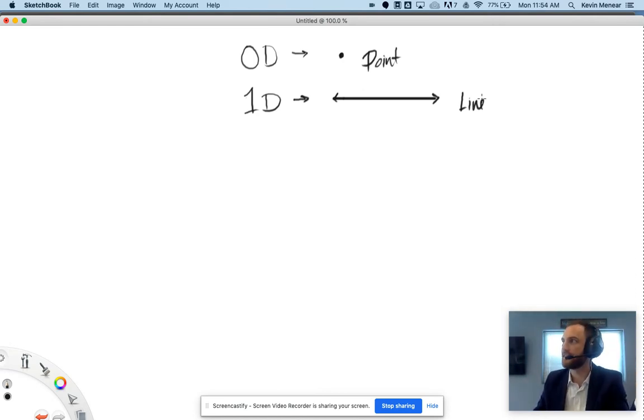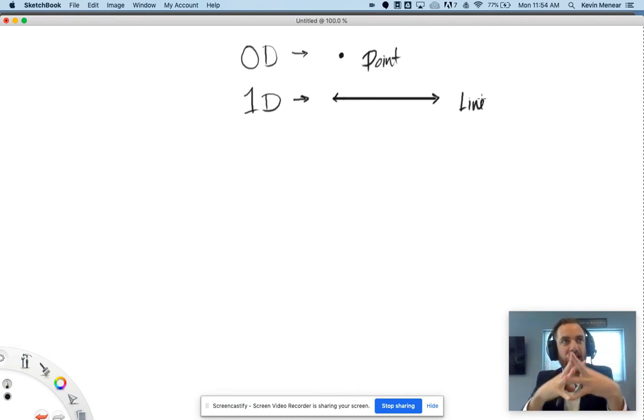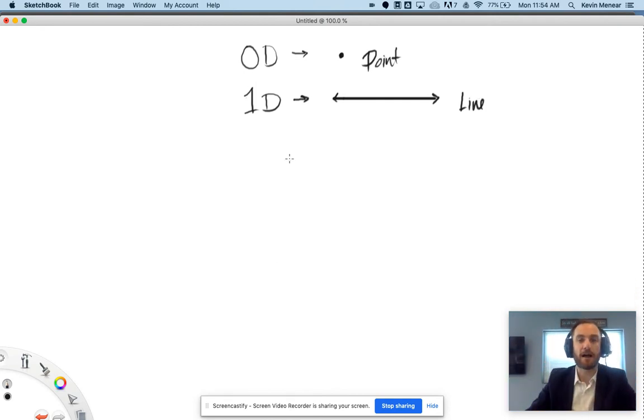Now, of course, no physical objects actually exist that have only one dimension. If I zoomed into this line, it not only would it have a length, but it would have a height as well. So there's nothing that actually has only one dimension, no physical object. Again, a straight line in 1D is only a mathematical reality. So let's move on to 2D.